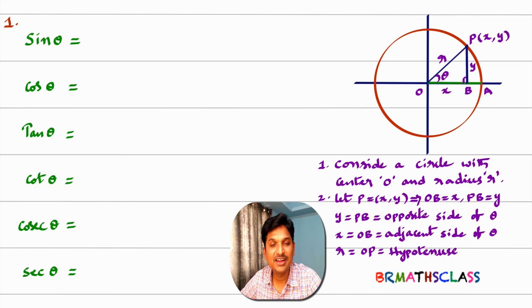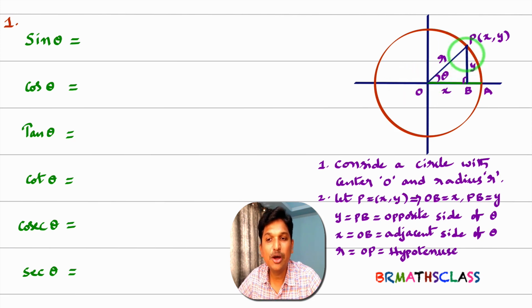First, we will learn the definitions of all 6 trigonometric functions. For that, you need to observe a few things in this diagram. I considered a circle with center O and radius R. You observe two things here, OA and OP. OA is the initial side. If I rotate OA through an angle theta, then OP is formed.